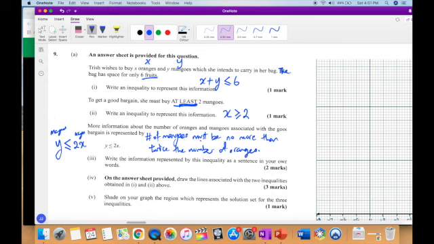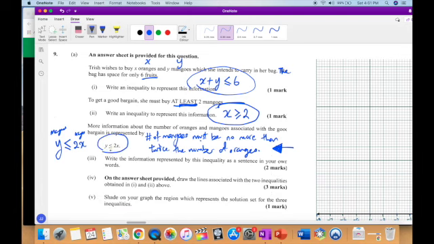Write the information represented by this inequality as a sentence in your own words. Well, that was in my words. It wasn't in yours. So I get 2 marks, but you get none. Okay. Draw the lines associated with the 2 inequalities obtained in 1 and 2 above. So I'm guessing they want this inequality and this inequality. And then shade on your graph the region which represents the solution set for the 3 inequalities.